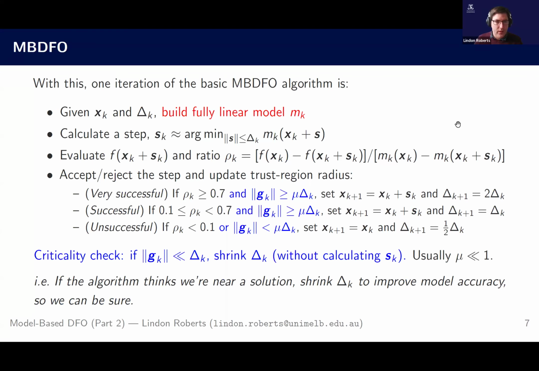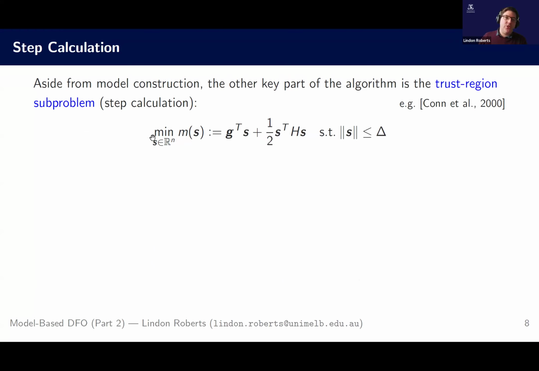The last thing I want to mention from an algorithm point of view is the step calculation. So all I've said so far is that we have a quadratic function. It's going to be a non-convex quadratic subject to a ball constraint, and we somehow want to minimize that. So in general, this is the trust region subproblem. It has this form here. We're minimizing a quadratic function. I've deleted the constant because that doesn't affect anything, subject to this Euclidean ball constraint.